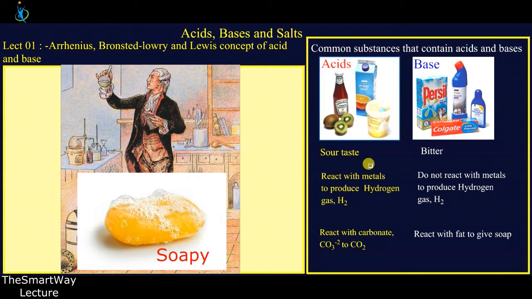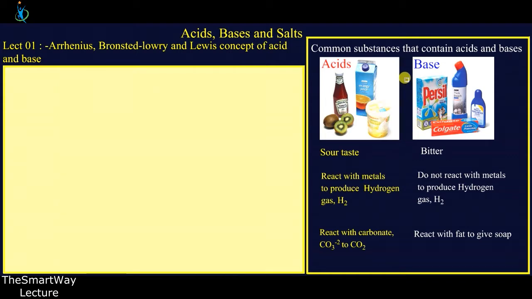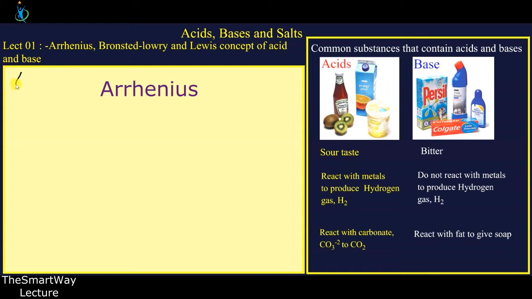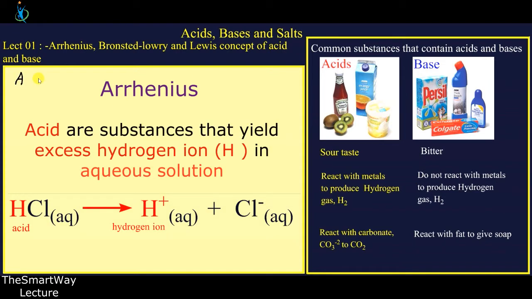To really explain this, many scientists came out and suggested various theories to enable us to understand the behavior of these substances. The first scientist who came out with a comprehensive theory on acids and bases was Arrhenius. Now what did Arrhenius say? Arrhenius said that acids are substances that yield excess hydrogen ions in aqueous solution. And so we are going to write the Arrhenius concept.